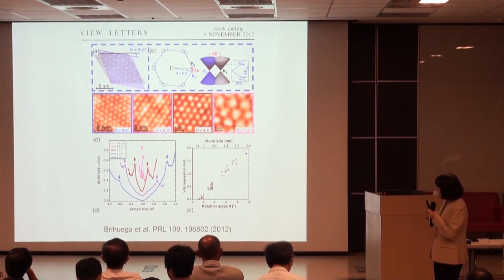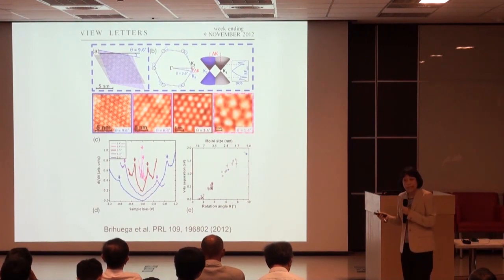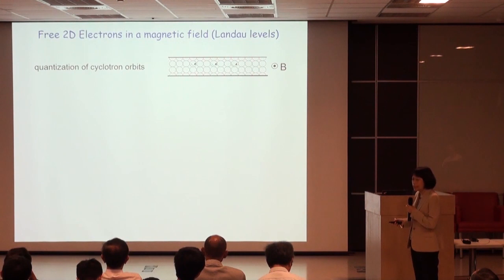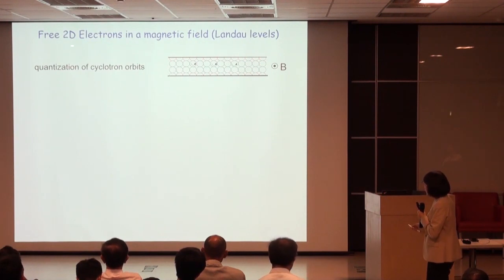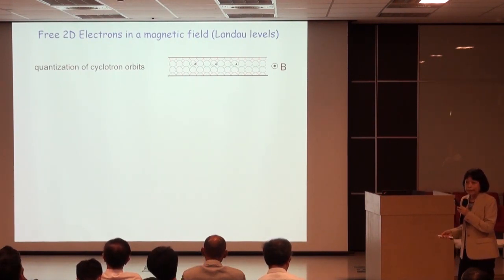Okay, so in this field, we work closely with experiments and then try to figure out what would be the new features in the system. Okay. Another example is electrons in a magnetic field. Two-dimensional electrons in a magnetic field.